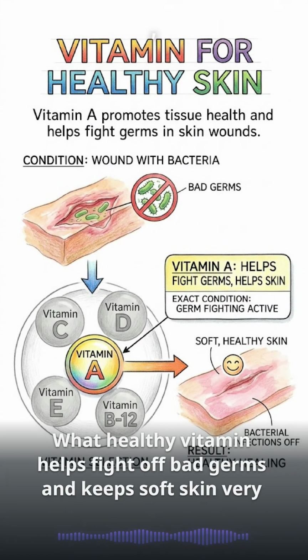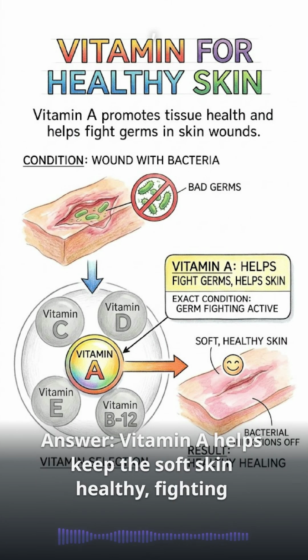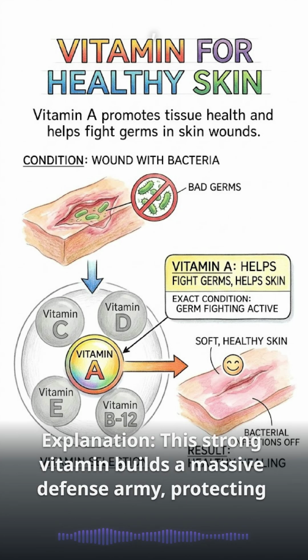72. What healthy vitamin helps fight off bad germs and keeps soft skin very healthy? Vitamin A helps keep the soft skin healthy, fighting dangerous bacterial infections off wonderfully. This strong vitamin builds a massive defense army, protecting the fresh cut from invaders.